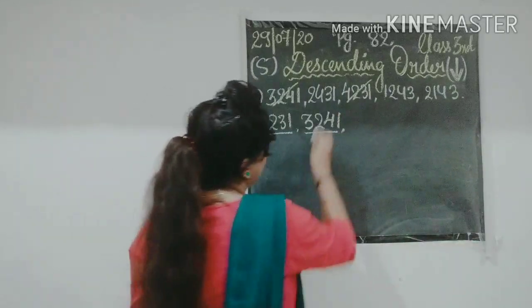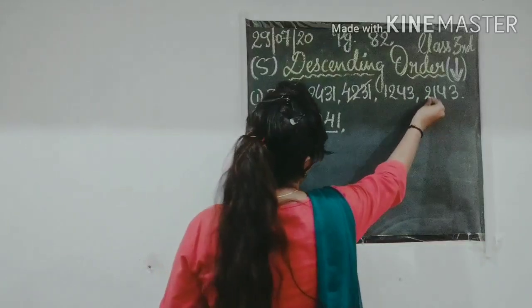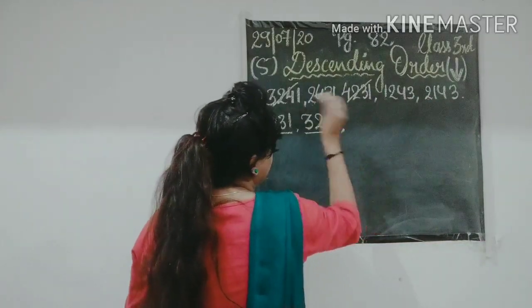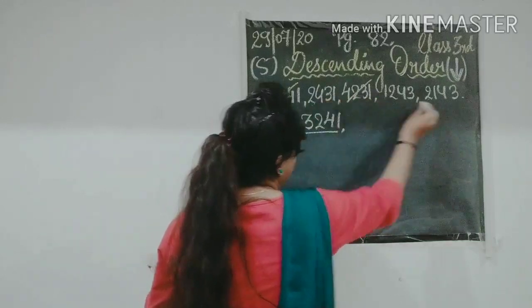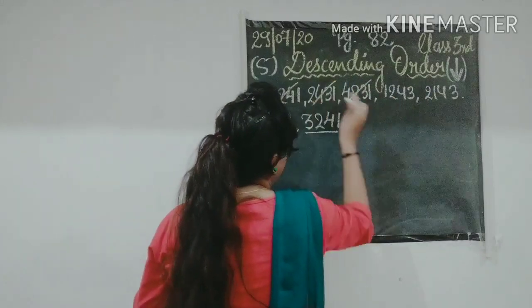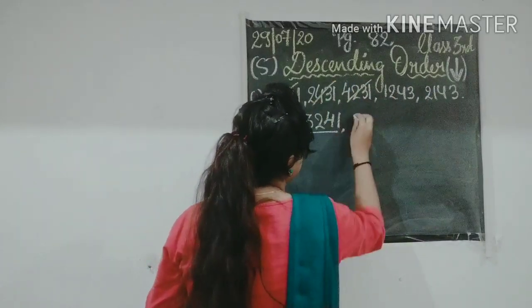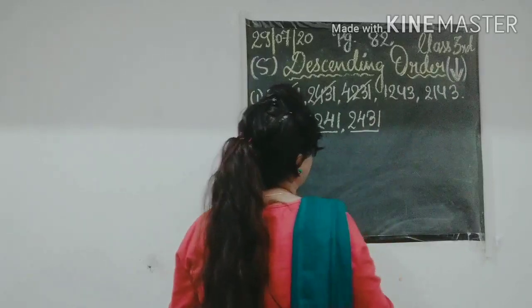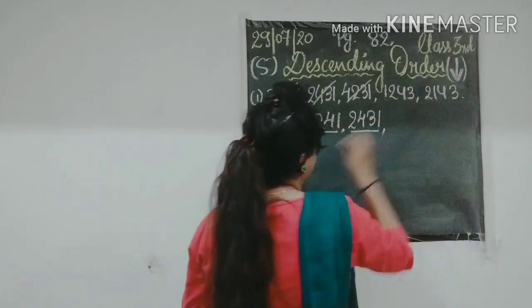Next, again find out 2, 1 and 2. These 2 have 2 in it in thousands place. Then again find out the hundreds place. 4 and 1. That means 4 is greater than 1. So this will be the next biggest number. So 2, 4, 3 and 1. 2431 will be the next number.